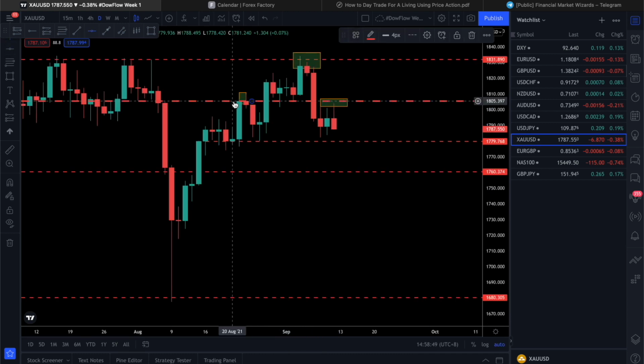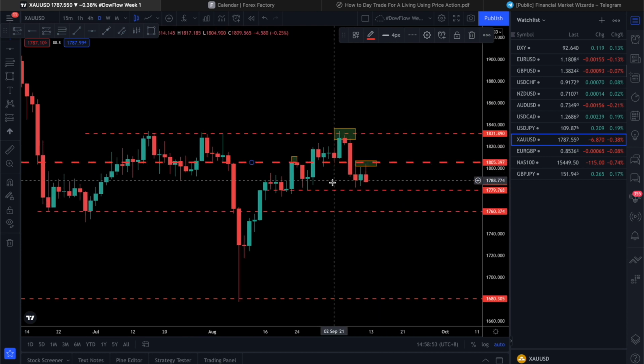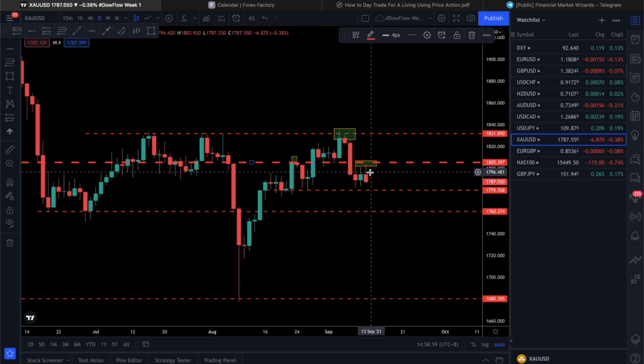So let me just draw it. Okay, this is acting as resistance. However, right now price is in a very tight range because this is support, this is resistance. You can see that by the time you get a bearish pattern right here, this is kind of like a pin bar or an engulfing pattern. You can see that price is very close to support. Okay, so for this reason, I would say just be very careful.